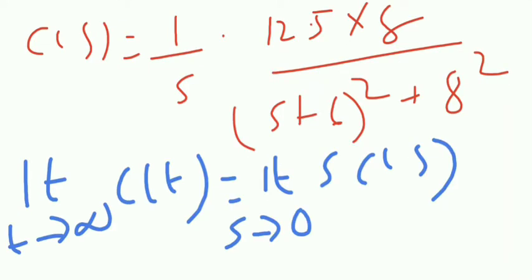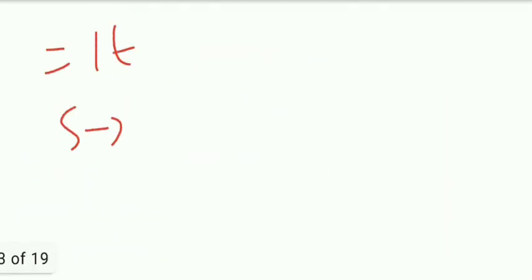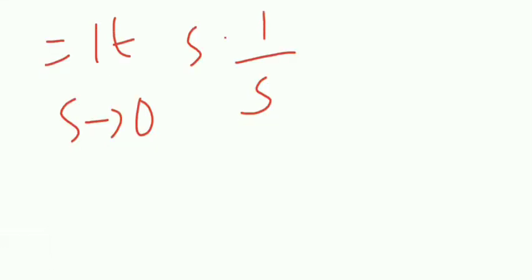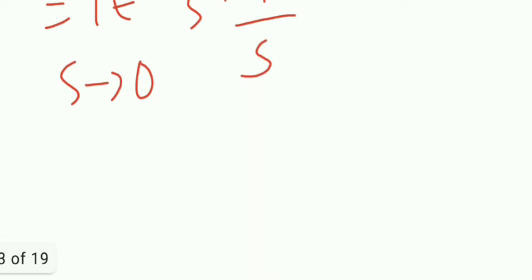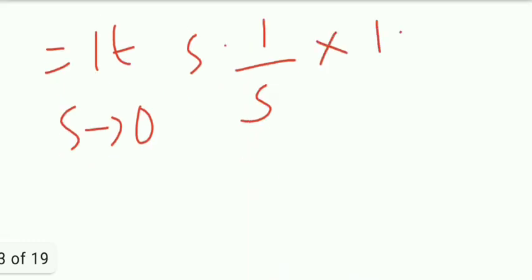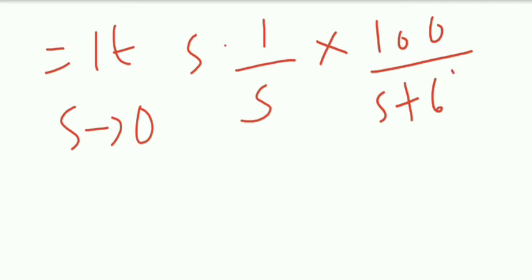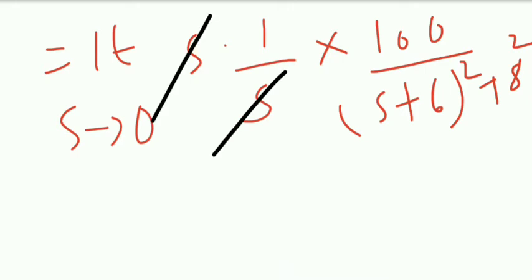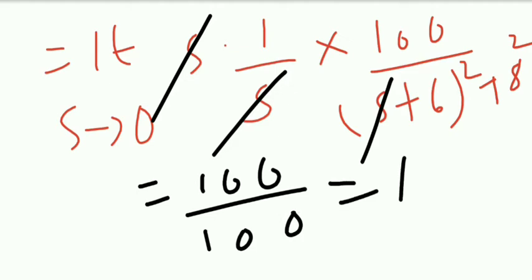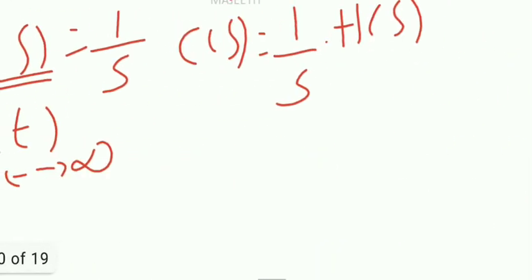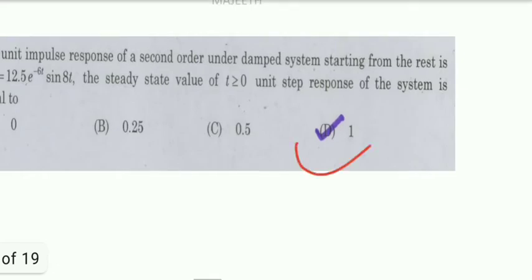This is simple, right? So I use the right hand side. So what is that? Limit s tends to 0 s into C of s is nothing but s into 1 by s, right, into 12.5 into 8, that is 100, divided by s plus 6 whole square plus 8 square. S tends to 0, so s is cancelled, this s is 0. So 100 divided by 100, that is equal to 1. So the answer is option D, 1.